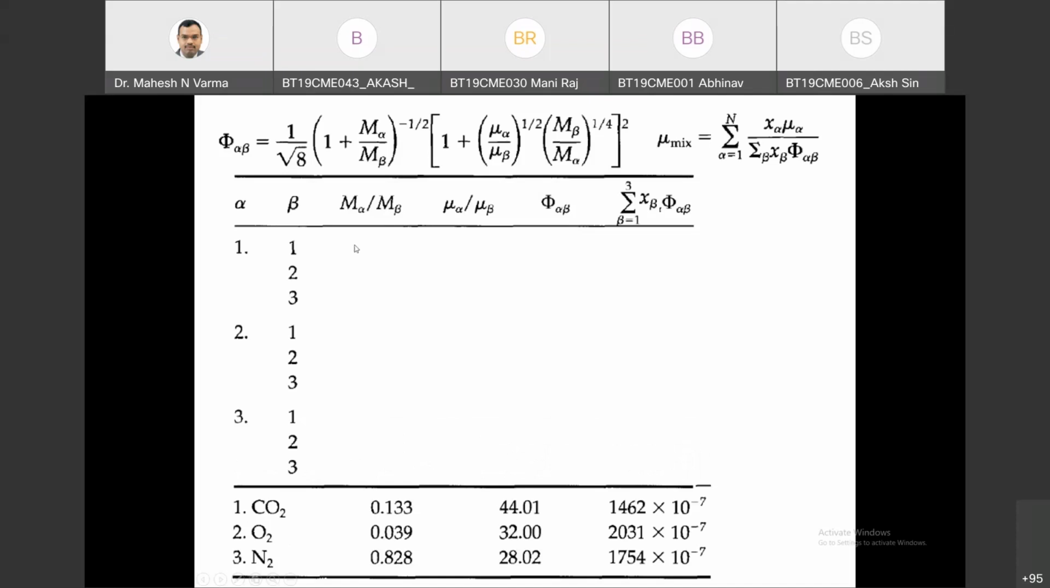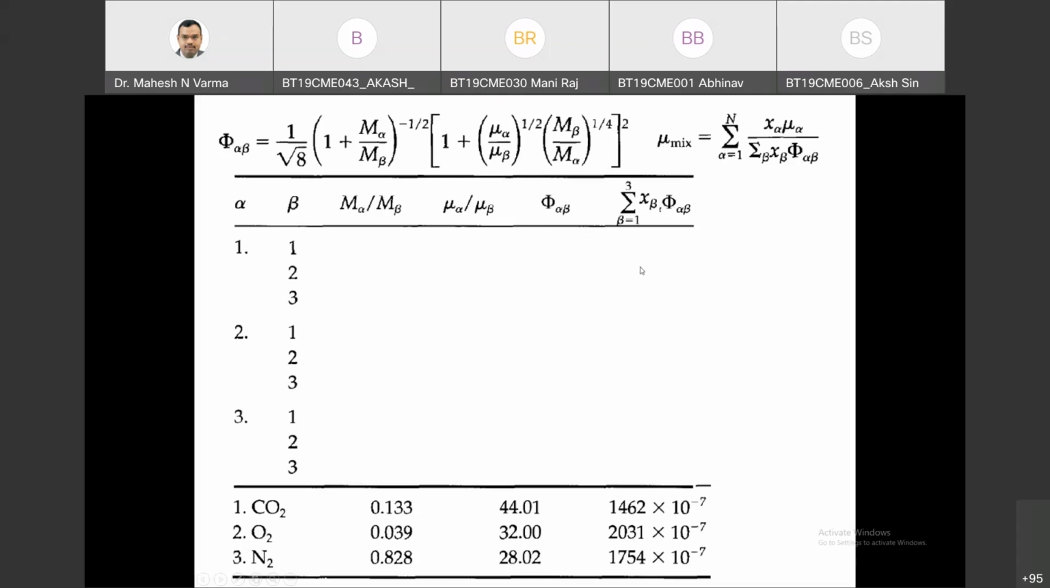So I will get this ratio of molecular mass. Get the ratio of molecular mass, mu alpha by mu beta. Alpha equals 1 means carbon dioxide. Certainly you will have 1 here, 1 here. Similarly you will have 1 here, 1 here. This will also be equal to 1. And 2 2 will be equal to 1, 3 3 will be equal to 1. So this ratio will be 1, and you substitute in this equation, you get the interacting parameter.